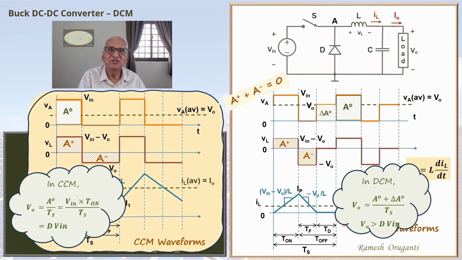We will derive an equation as we go along. We can see conceptually that V0 has to be more than D V in. This is generally the case in DCM operation. The output voltage will tend to be higher than in the CCM case.